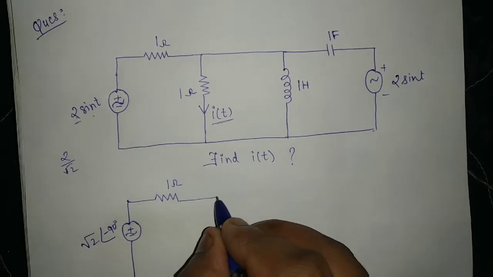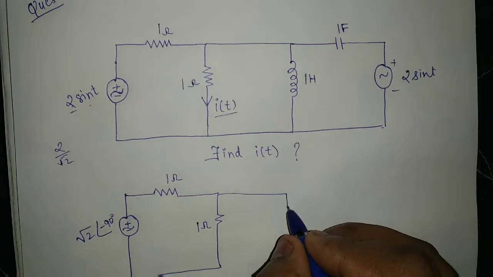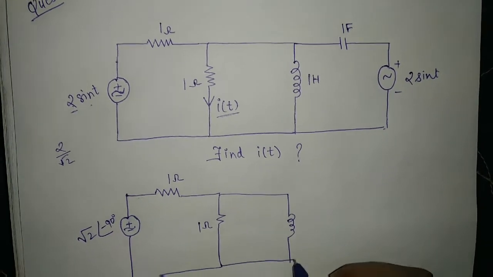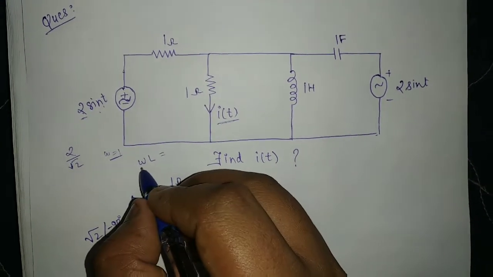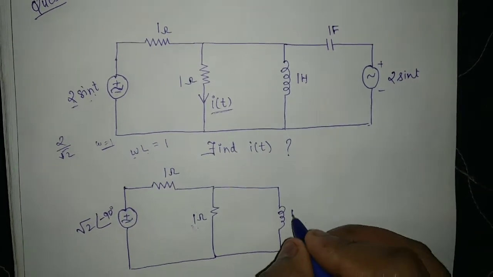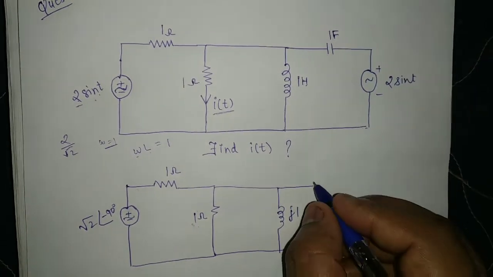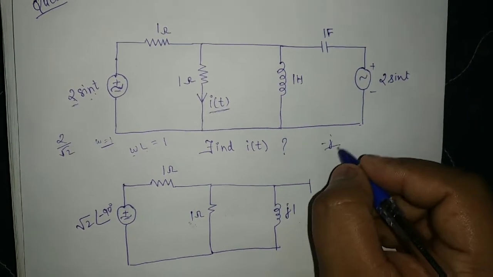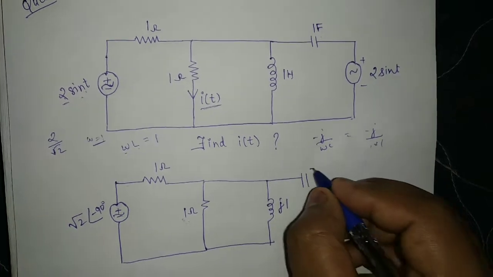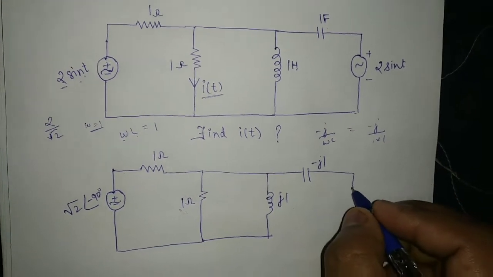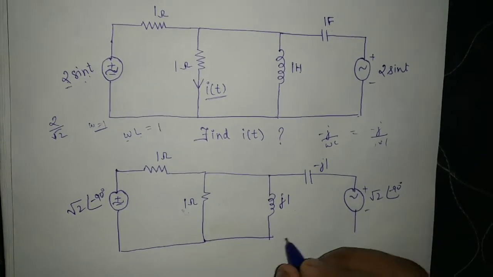Resistance 1 ohm, 1 ohm. This inductance here, frequency is 1, omega t, omega is 1, so omega L is 1, L is also 1, so this is J1, so inductive reactance is J1 and capacitive reactance is minus J by omega C, so minus J 1 into 1, so minus J1, so here again root 2 minus 90 degree like this.